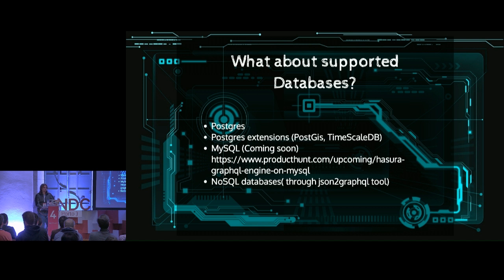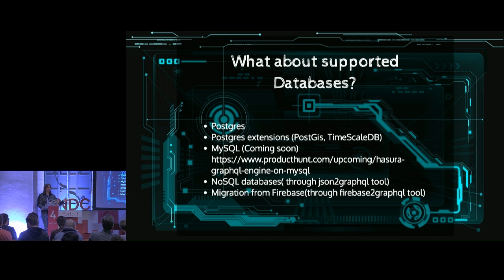You can use NoSQL databases through migration by using the JSON to GraphQL tool. This tool basically gives you the ability to take the database dump, the JSON file, and convert it to a bunch of migrations to put all the data inside your Postgres database, and then the engine will generate everything for you. And we even have a Firebase to GraphQL tool that helps you with migration from an existing Firebase app into Postgres.